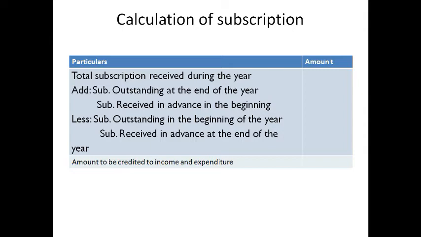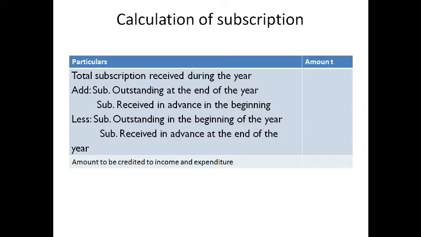Therefore it is added because it is the current year's income. Below that, subscription received in advance in the beginning, that is at the end of the previous year, received for the current year. Therefore it is the current year's income, therefore it will be added here. Now 2 less items are given. Subscription outstanding in the beginning of the year, which means subscription outstanding of the previous year which was already adjusted, but the amount is received during the year, therefore already included in total subscription. That's why it is subtracted here, because it doesn't belong to the current year.